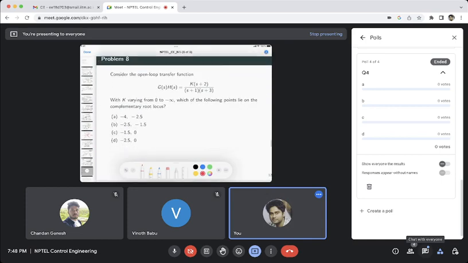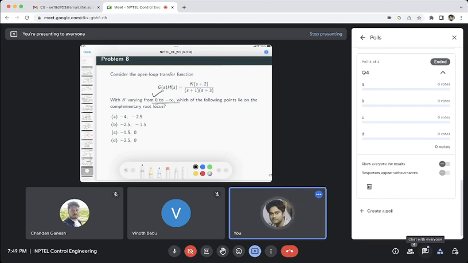Okay. So the next question is, you have an open loop transfer function given. Now you see that k is varying from 0 to -infinity. Earlier we had positive gain, here we have negative gain. So this is a positive gain transfer function, right? Is it clear why it is positive?